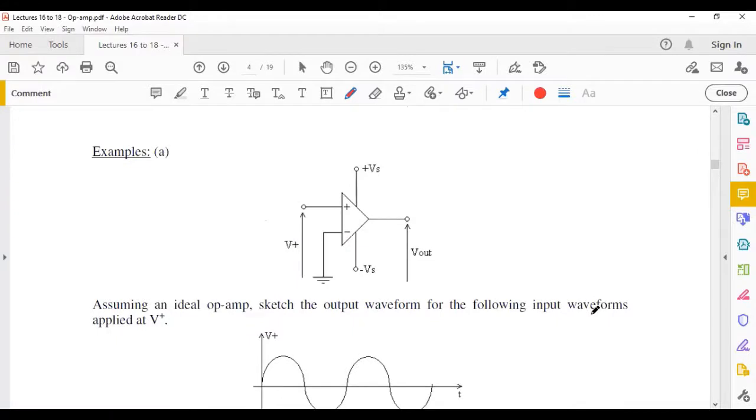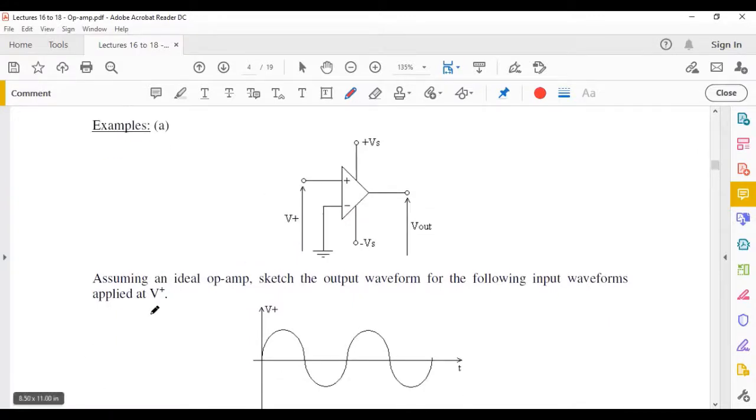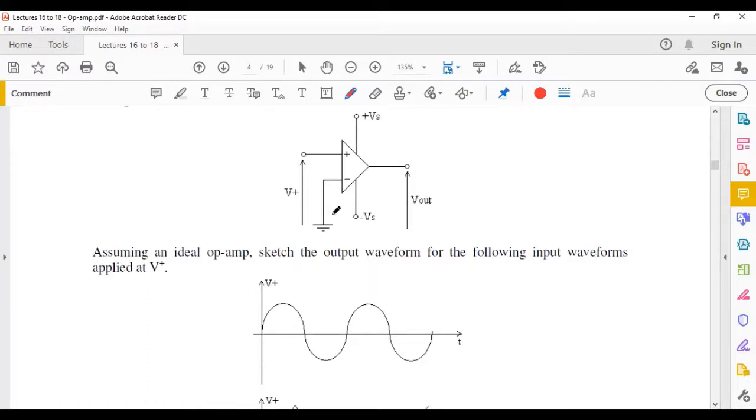Okay, so let's consider these examples here. Assume an ideal diode, an ideal op-amp. Sketch the output waveform for the following input waveforms applied at V plus. If you look at this circuit, we're going to find that your V minus is grounded, and your V plus is having these signals connected to it. To analyze how this circuit behaves, it's behaving like a comparator, like we said earlier. You're basically comparing these two.